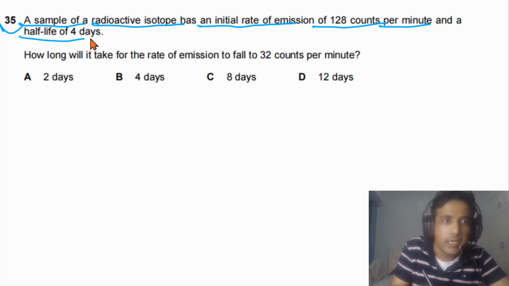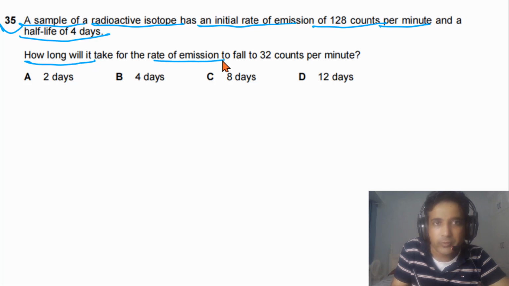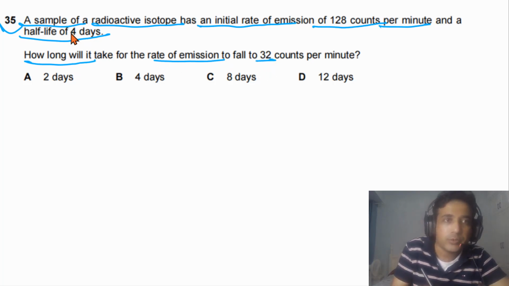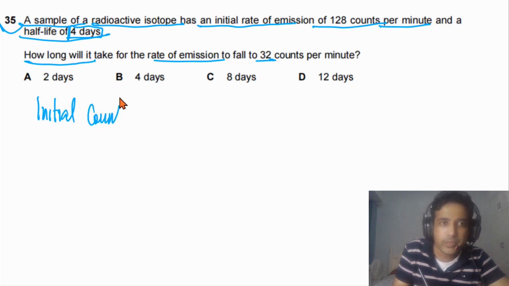Question 35 says a sample of a radioactive isotope has an initial rate of emission of 128 counts per minute and a half-life of 24 days. How long will it take for the rate of emission to fall to 32 counts per minute? So in this case we have the half-life and we have the initial count rate. So simply we can write here the initial count rate.